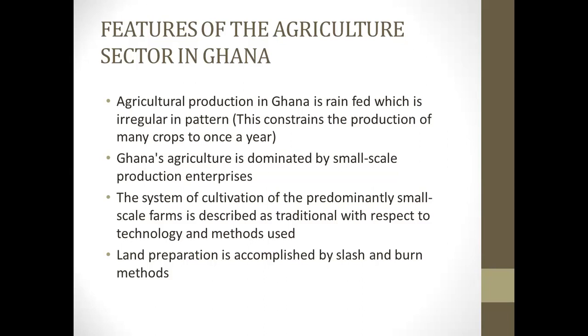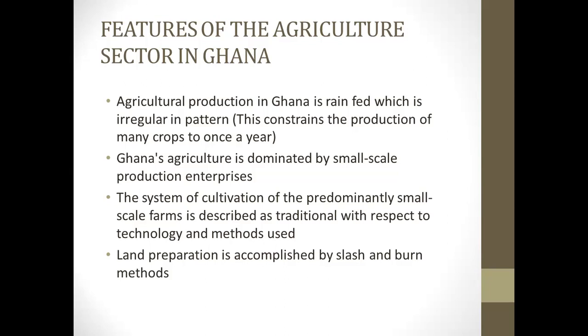Another one is that Ghana's agriculture is dominated by small-scale production enterprises. This simply means that when you look into the agricultural system in Ghana, we have large farms owned by individuals or companies, but we have less of that proportionately. Most of the farms are actually minute or smaller scale farms that are being cultivated or owned by small-scale farmers.